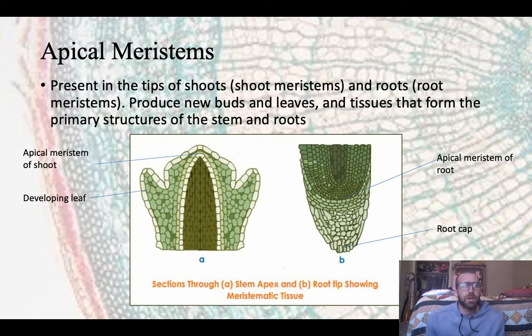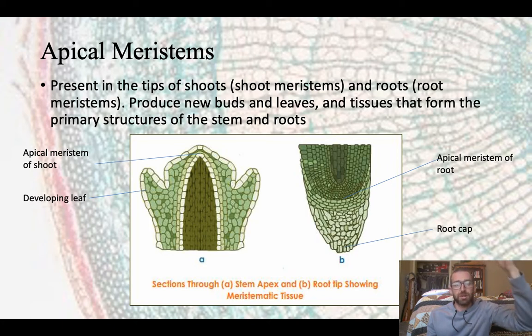Okay, so apical meristems. They are present at the tips of our shoots and our roots, and they are responsible for primary growth. So primary growth is the lengthening of the plant. And we can contrast this with secondary growth, which is the thickening of a plant. That's going to be the responsibility of our lateral meristems when we get to it. But our apical meristems are responsible for the primary growth, the lengthening of our plant.